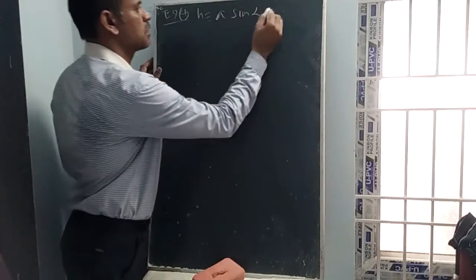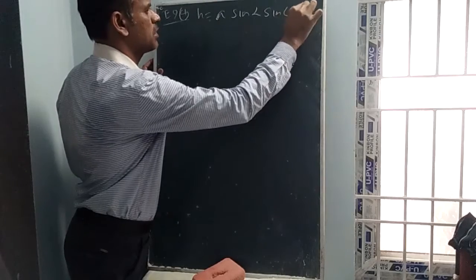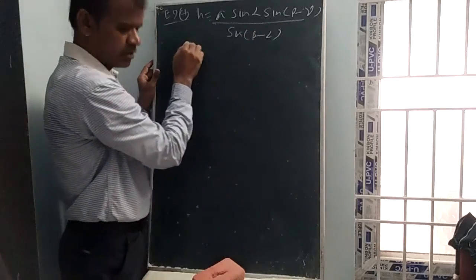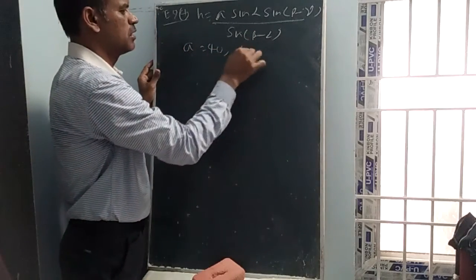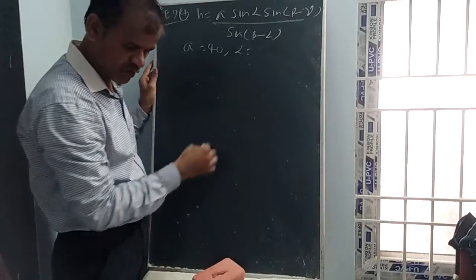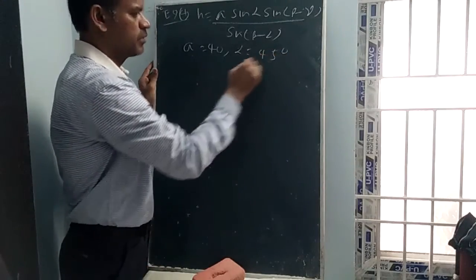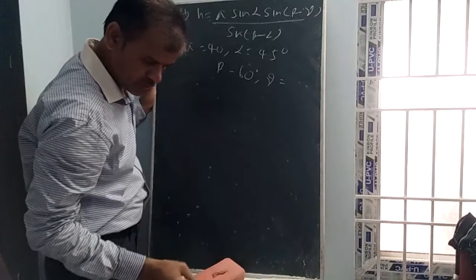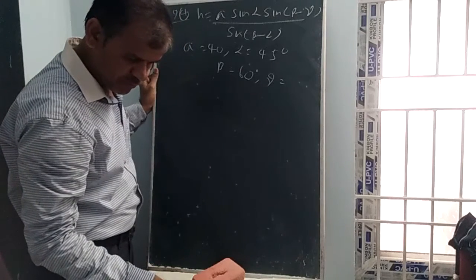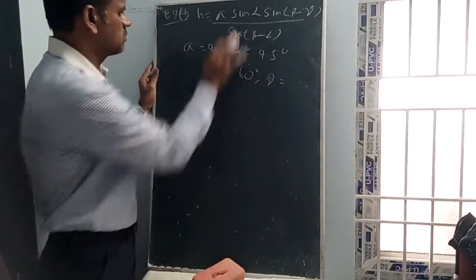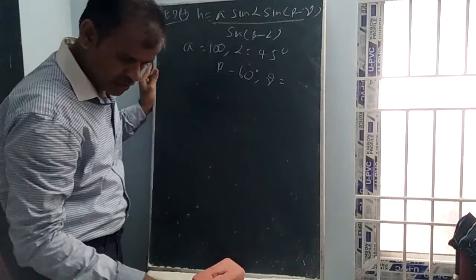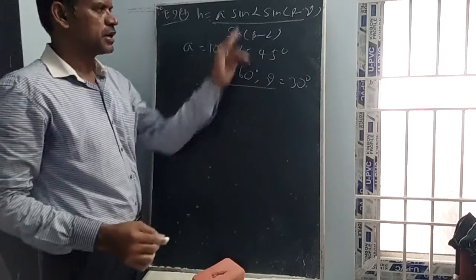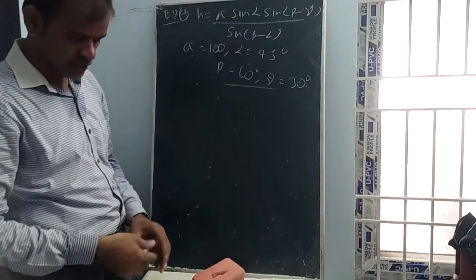I said proof also. Use the formula: h equals a sin alpha into sin of beta minus gamma by sin of beta minus alpha. a is equal to 100, alpha is equal to 45 and beta is equal to 60. Next, gamma is the slope of 30, so gamma is equal to 30 degrees. Write the formula, substitute the values, you will get the answer.